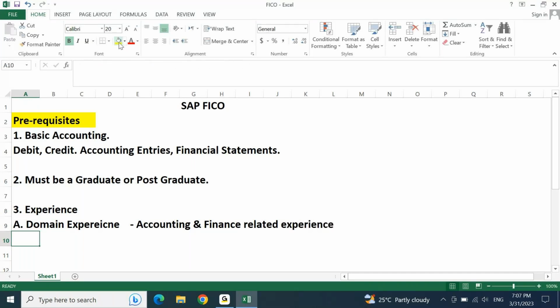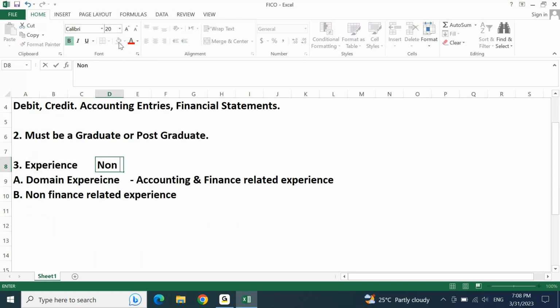Second one is your non-finance related experience. So your experience may be from finance background, your experience may not be from finance background, but as long as you have experience. Now these two experiences we are talking about here are non-SAP experiences. Non-SAP related experience, either domain related to finance or non-finance related experience. Both of you can enter into SAP, but for which you'll have to show some experience in SAP. So this we normally call projected experience. This is your projection.